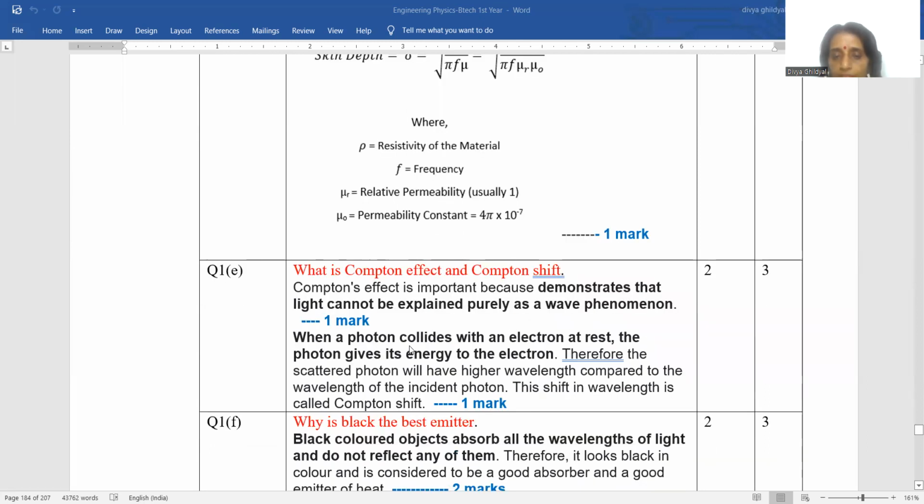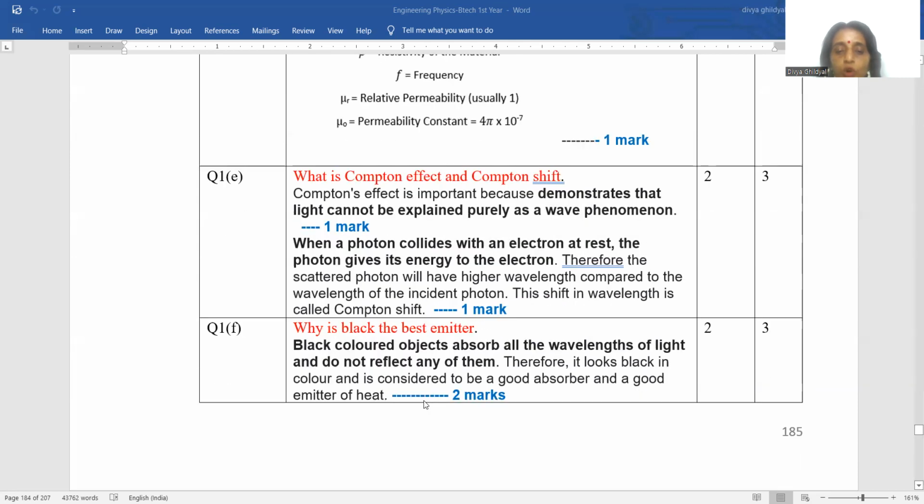1E. What is Compton effect and Compton shift? So 1 mark for Compton effect: it demonstrates that light cannot be explained purely as a wave phenomenon. When a photon collides with an electron at rest, the photon gives its energy to the electron, and the scattered photon has a wavelength higher compared to the wavelength of the incident photon. This shift in wavelength is known as Compton shift. If you want, you can write the formula h upon mc of a change in wavelength, and you will be getting 2 marks.